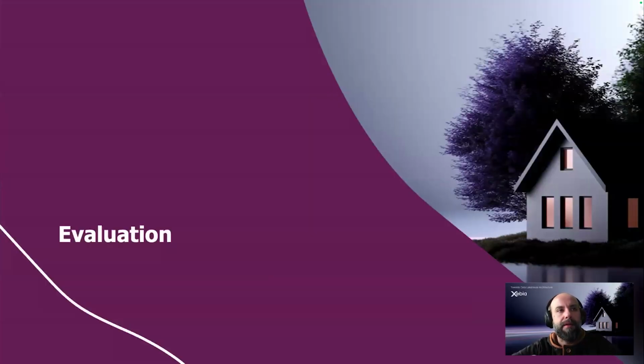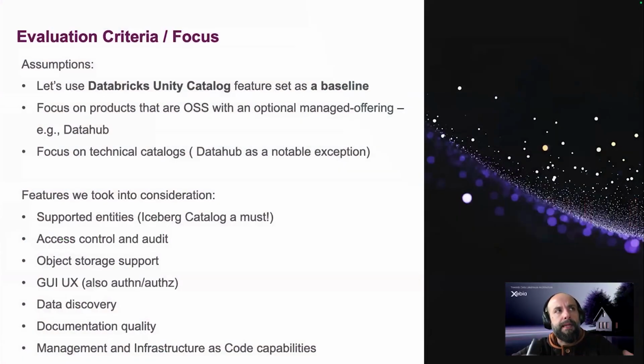Okay, so let's conclude this with our evaluation. Here are our evaluation criteria. Our idea was to treat Unity catalog as a kind of baseline for the assessment. We do believe that from the technical perspective, it's one of the best data catalogs available. When it comes to business features like the interface for business users, it's not that great. But in this comparison, we are mostly focusing on the technical aspect.